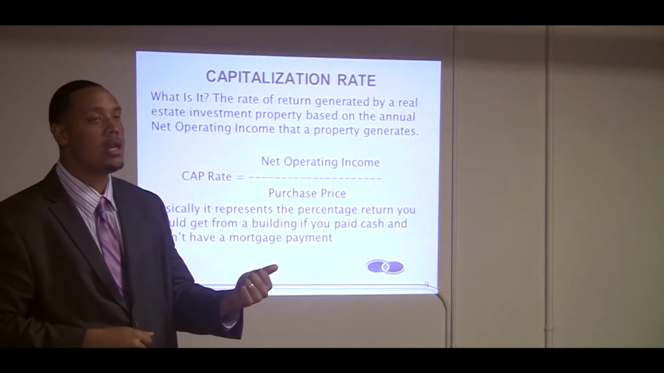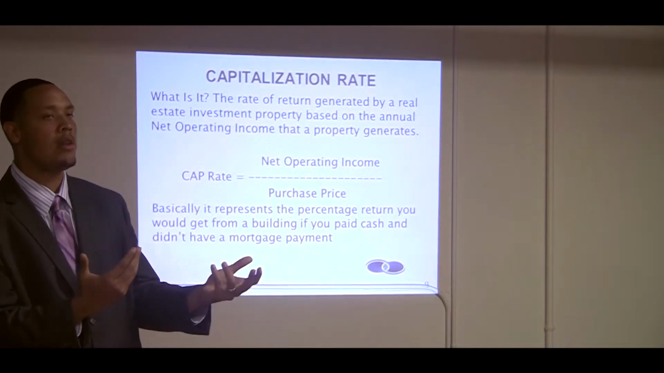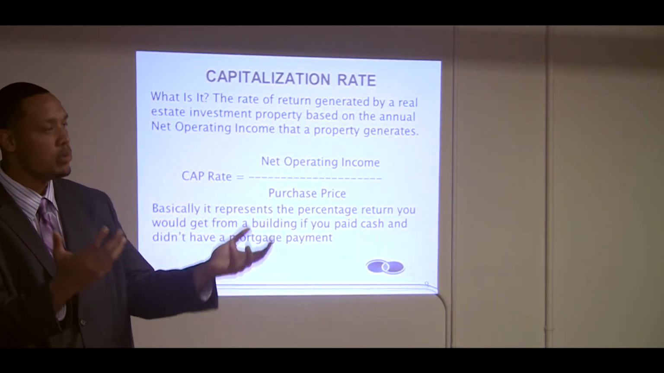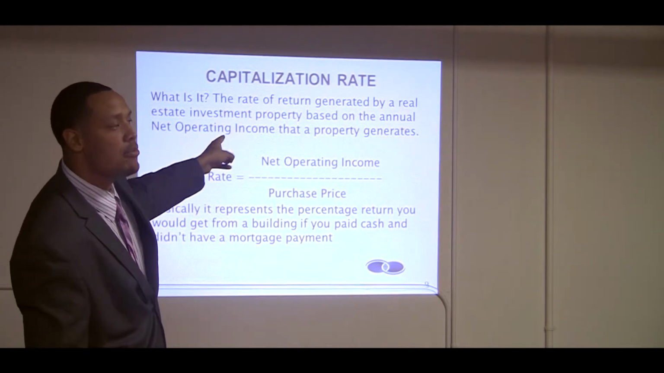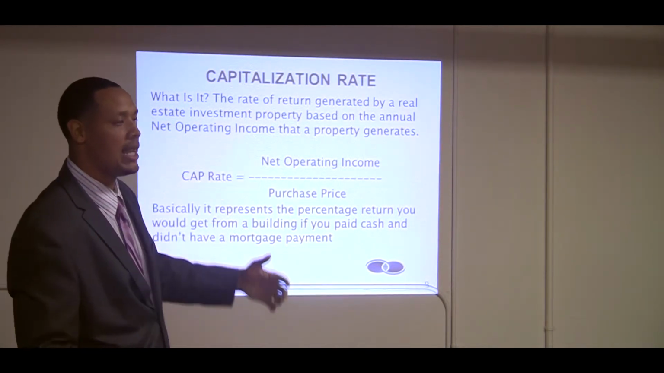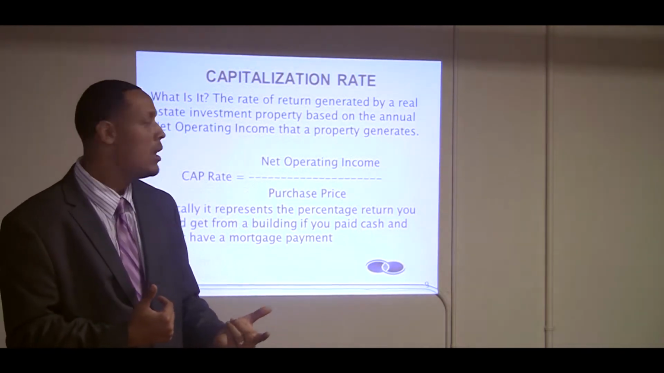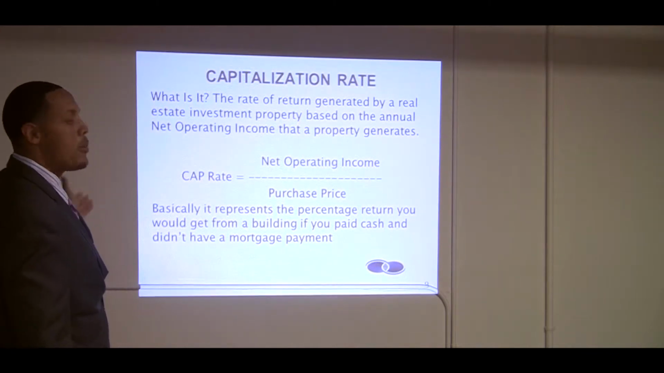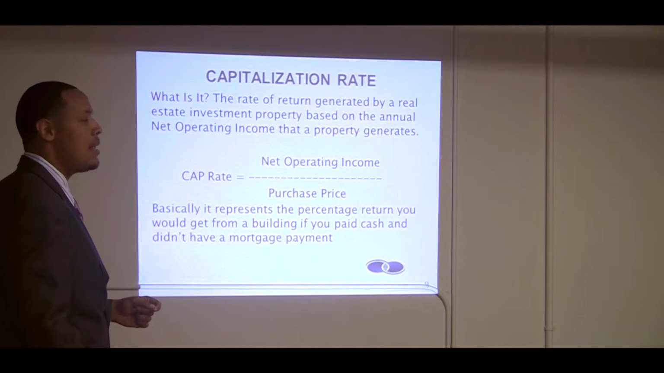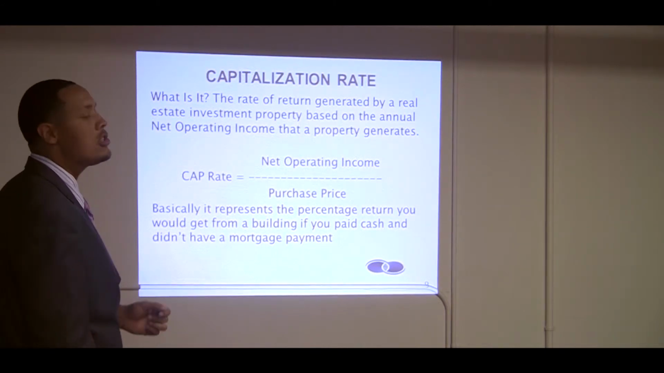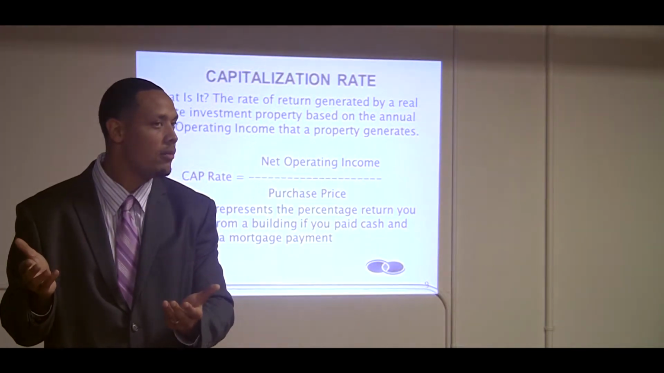So if I paid $1 million, in that year I could put $100,000 in my pocket. What was my rate of return on that $1 million? 10%, right? That's my capitalization. I got a 10% cap. The property generated 10% on the cash if I paid cash. Here's a formula: cap rate equals the net operating income divided by the purchase price. So if I had $100,000 and divided by that $1 million, it's a 10% cap rate.